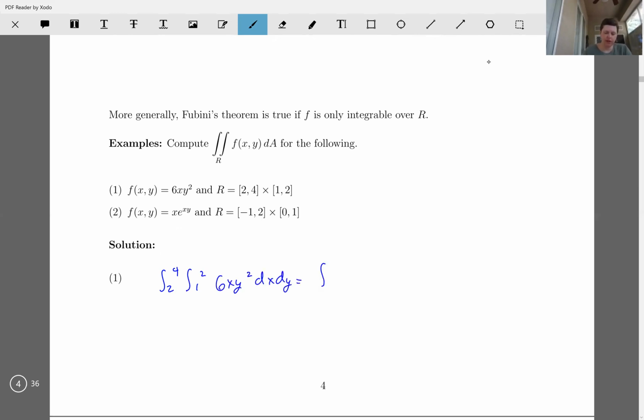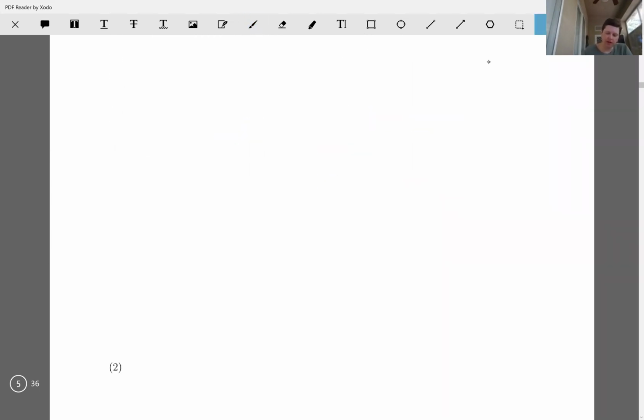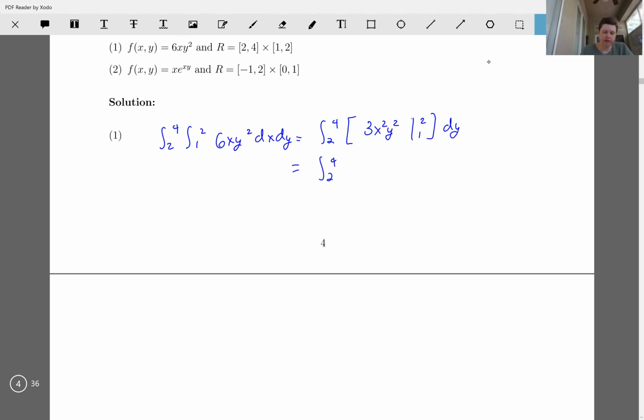And if we do that, then when we integrate 6x with respect to x, that's going to be 3x squared y squared, because we treat y as a constant. And so that's going to give me the integral from 2 to 4 of, let's see, 3 times 4 y squared minus 3 times 1 y squared dy. So that's the integral from 2 to 4 of 12 minus 3.